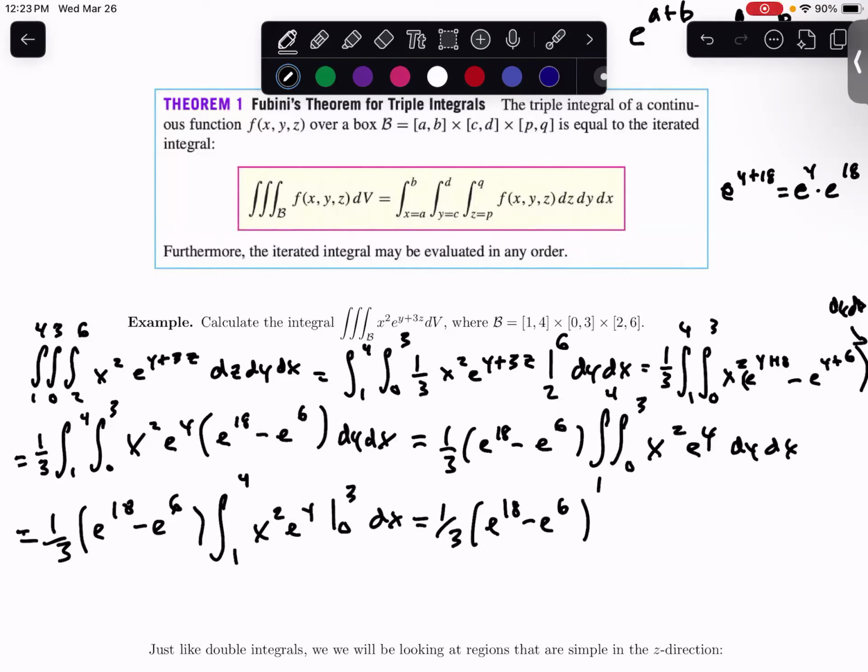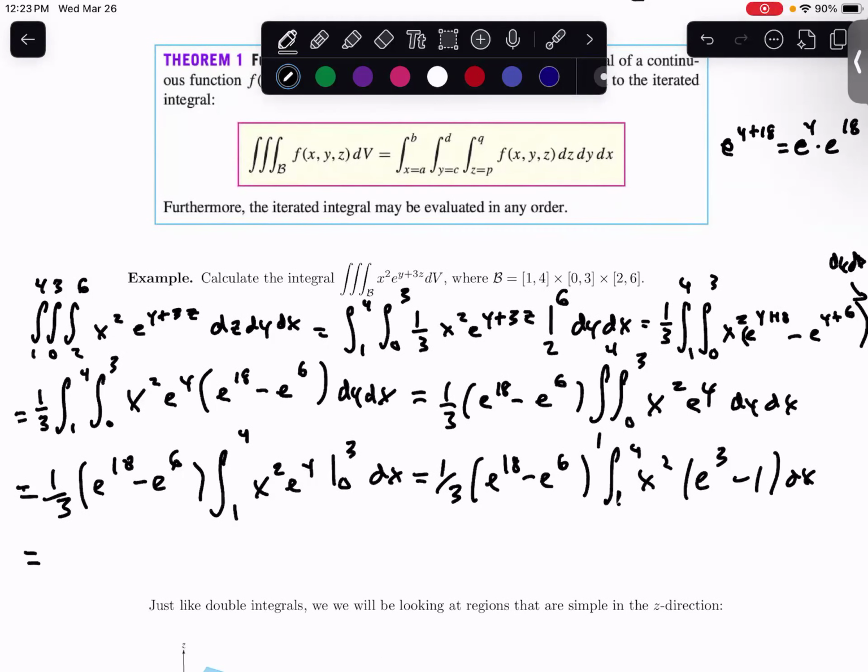All right, so this is going to be the integral from 1 to 4. You have an x squared here, not x cubed. If you plug in y equal to 3, you get e cubed. If you plug in y equal to 0, you get 1. So you can bring out an e cubed minus 1. I'm not going to bother, I'm just going to integrate with respect to y. So this is 1/3 times e to the 18 minus e to the 6th, times e cubed minus 1. And then if you integrate with respect to x here, you get 1/3 times x cubed, evaluated from 1 to 4.